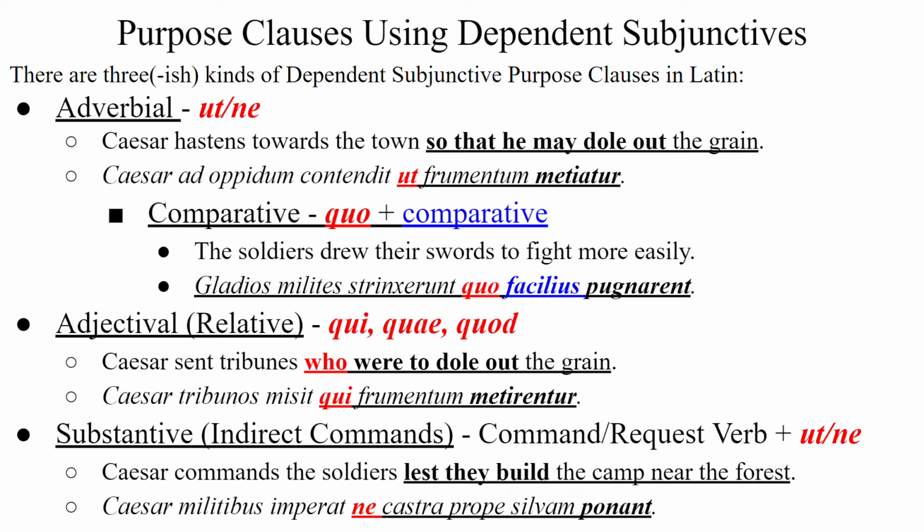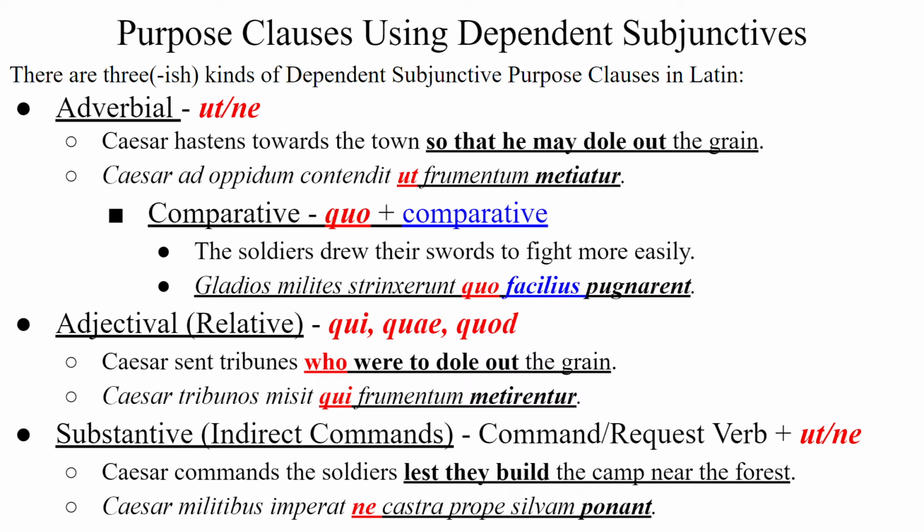They follow command request verbs. So you have a verb of commanding, requesting, asking, entreating, begging, etc. I'll show you in the next page. And then ut or ne. So for example, Caesar militibus imperat, ne castra prope silvam ponant.